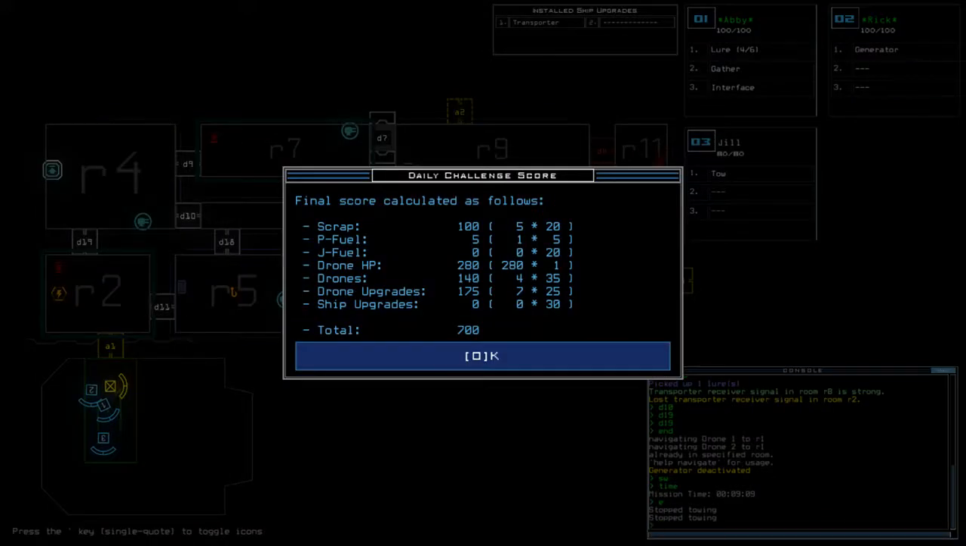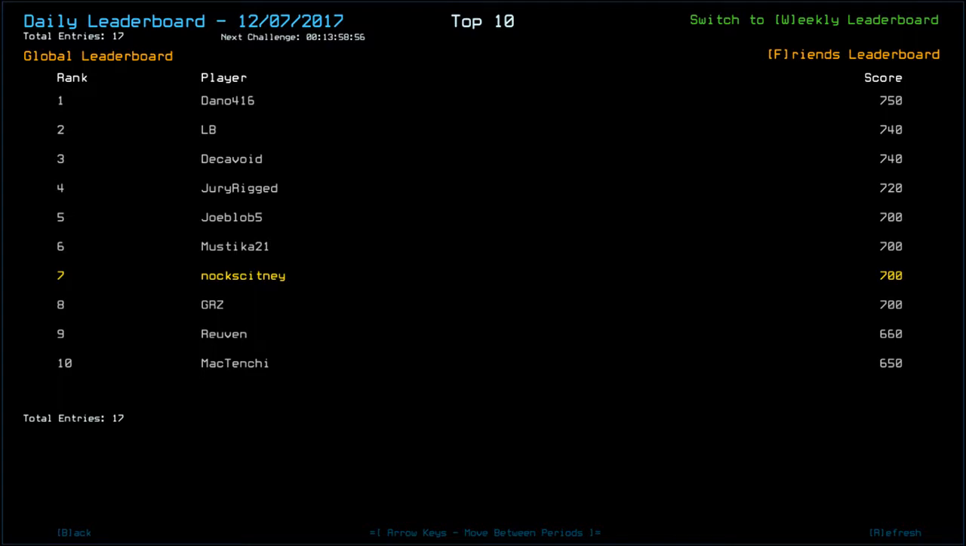700. Mediocre drone health, so yeah. On the leaderboard, that puts us in second place, so congratulations to Dano, who scored 750. Now, I'm guessing Sentry was probably a bit more generous than it was to me, I only got the one drop from the sentry, so I'm guessing possibly varying drone health and better scrap drop.